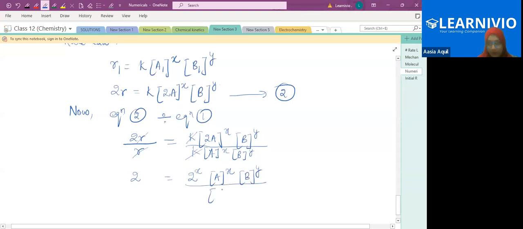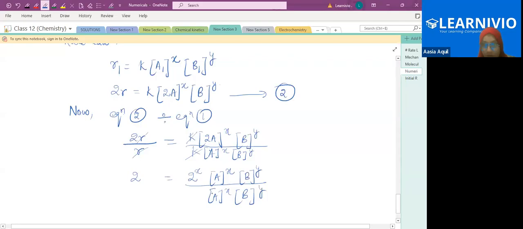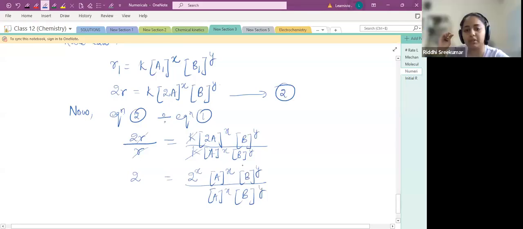Upon your A concentration and B concentration. We can cancel B and B, the B to the power Y and B to the power Y.